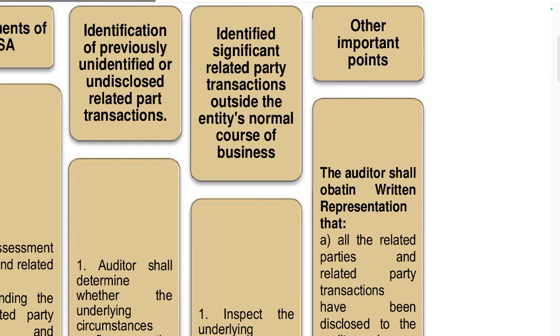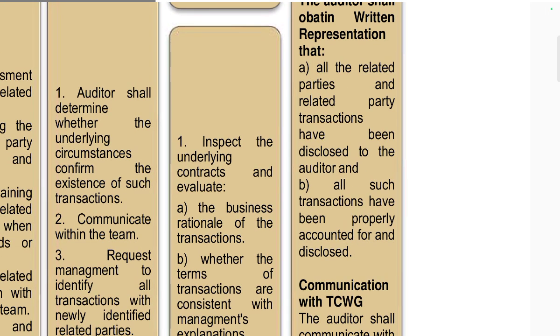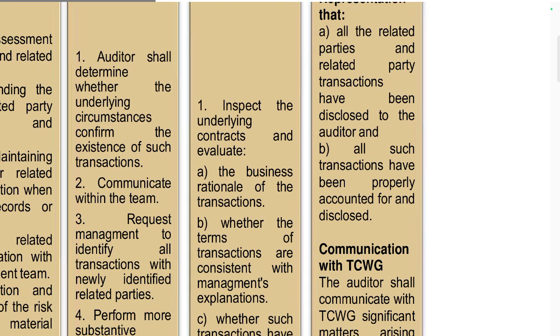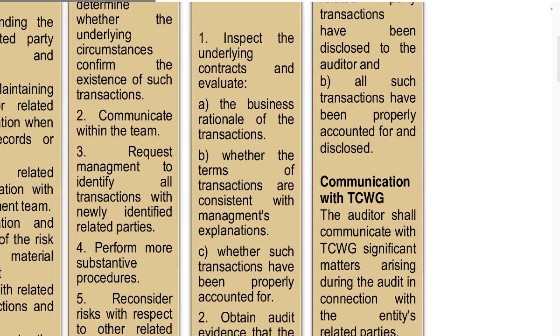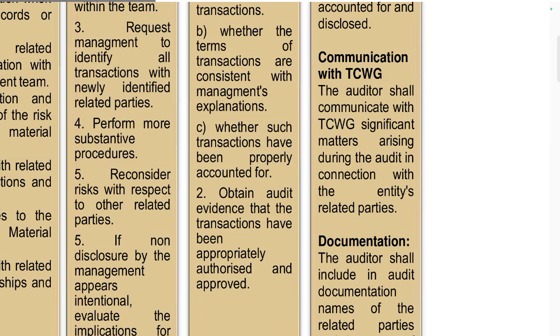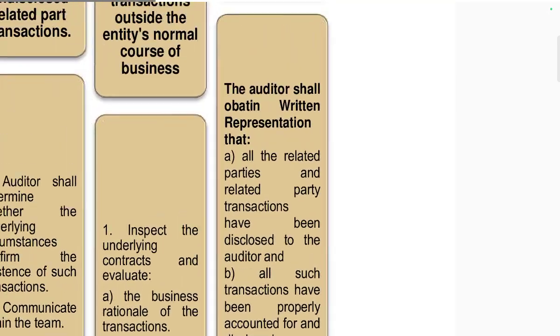Identification of significant related party transactions outside the entity's normal course of business. Inspect the underlying contracts and evaluate the business rationale of the transaction, whether the terms are consistent with management's explanation, and whether such transactions have been properly accounted for. Obtain audit evidence that the transaction has been appropriately authorized and approved.